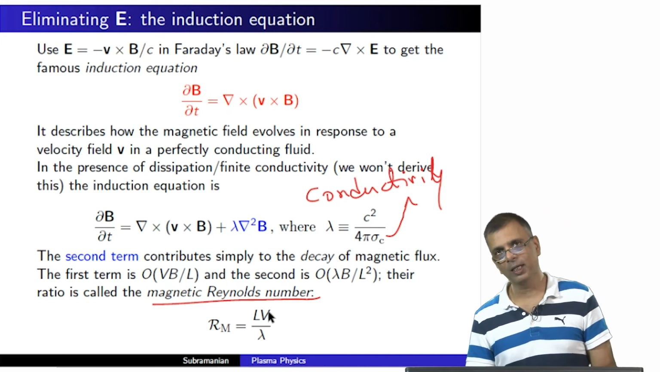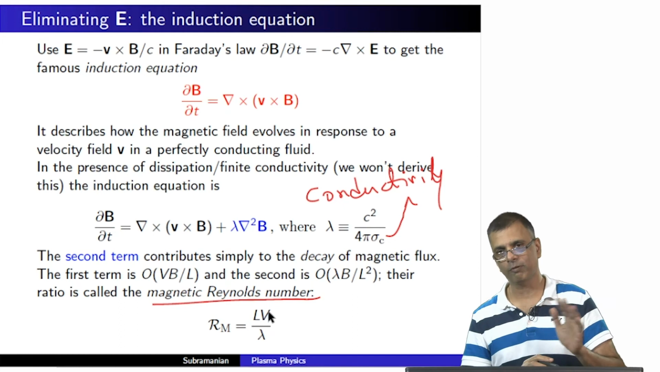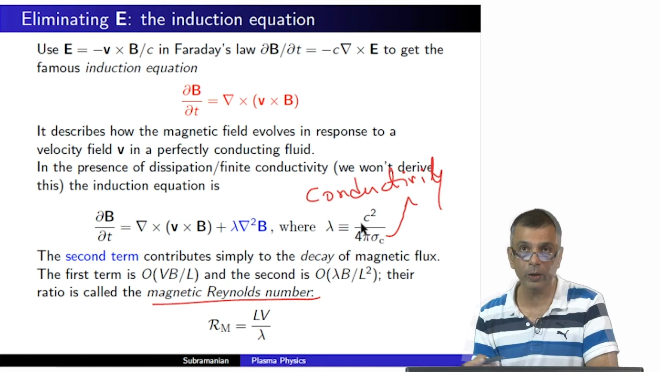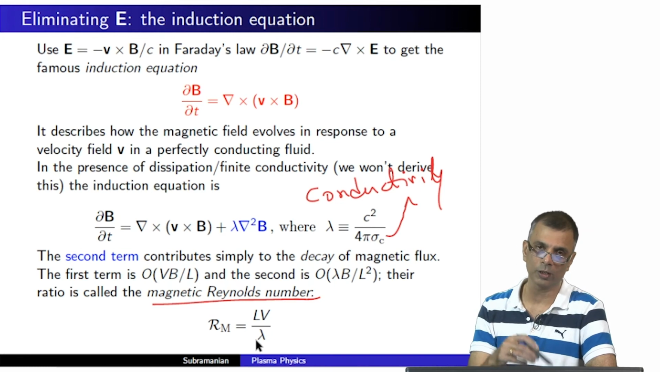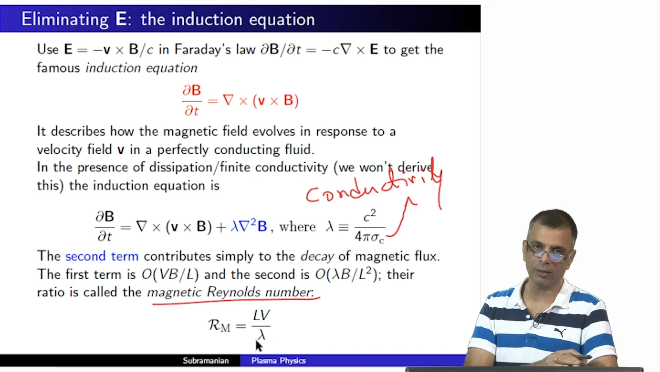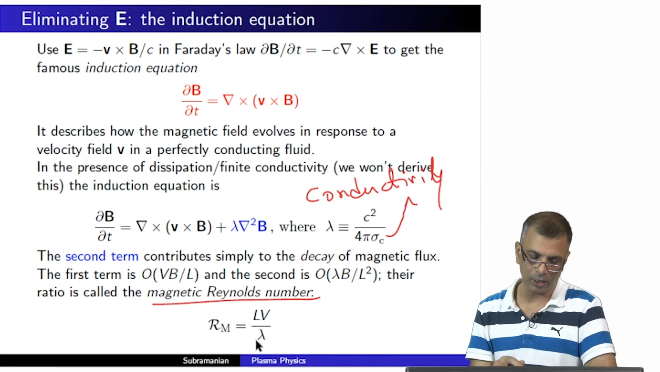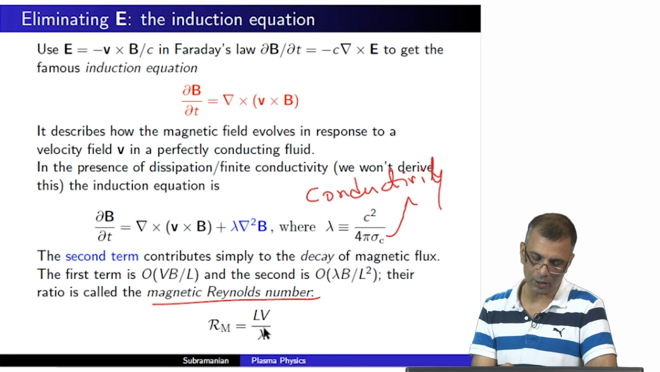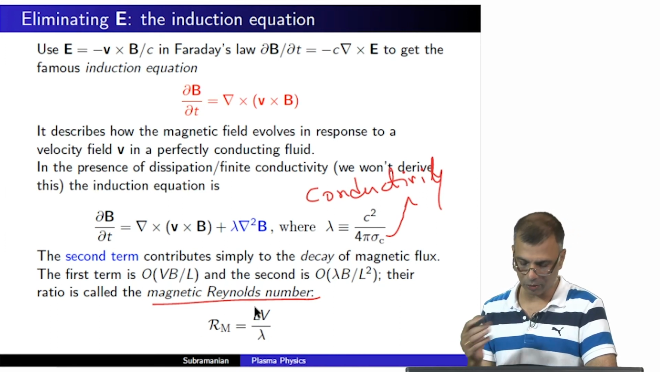It is somewhat like zero viscosity, where the fluid Reynolds number went to infinity. You remember that, right? The fluid Reynolds number was LV over nu, where nu was the coefficient of viscosity. If the fluid was inviscid, then the fluid Reynolds number went to infinity. Here, if the fluid is infinitely conducting, then the magnetic Reynolds number goes to infinity.